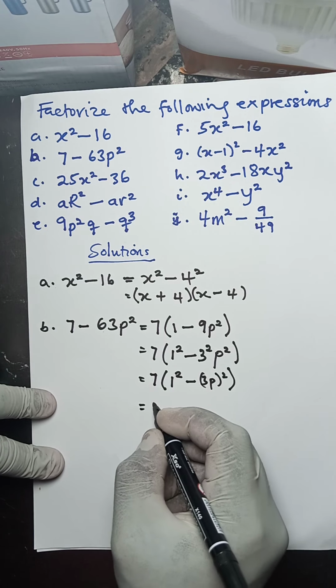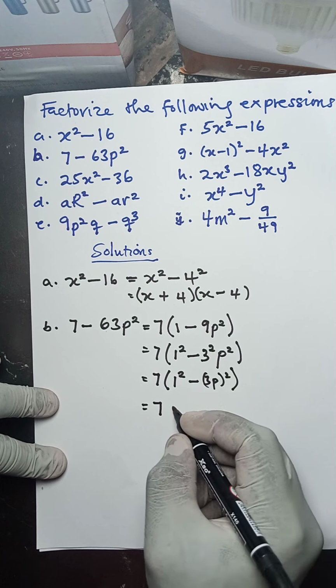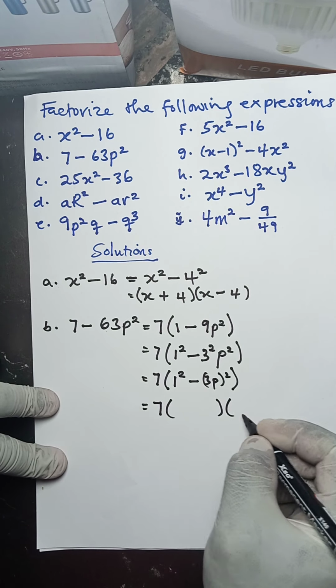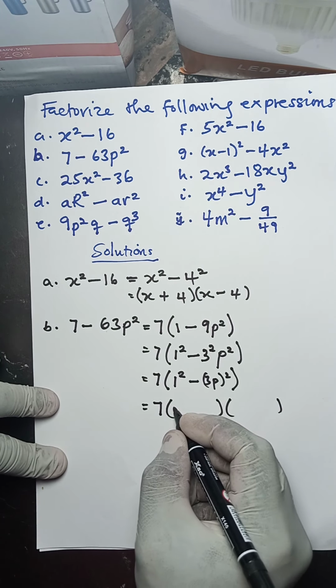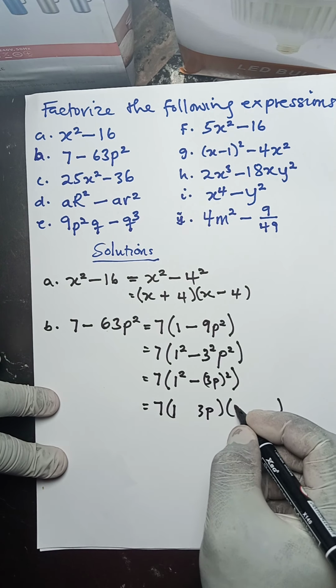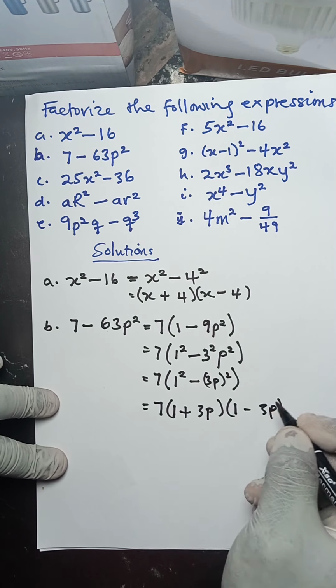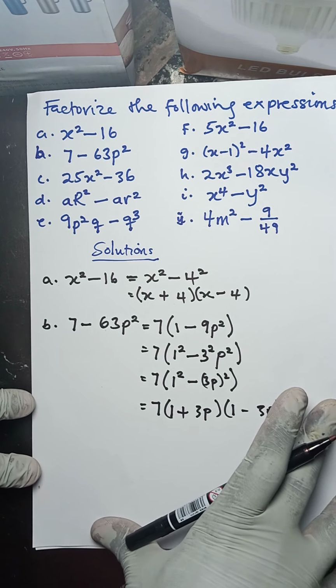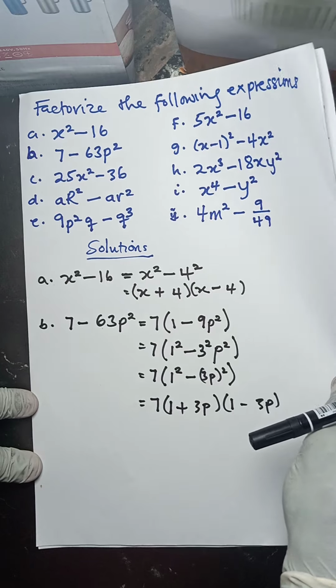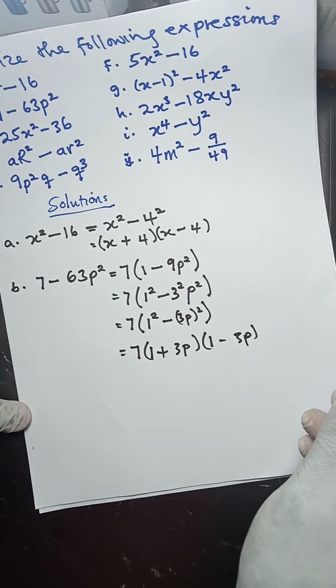Our 7 is still outside, and you can see that this is a difference of two squares. So we can now open our two brackets. Our first element is 1, then 3p. The same thing here, 1 and 3p, plus in one and minus in the other, and this will be our answer. Okay, let me proceed to the C aspect.